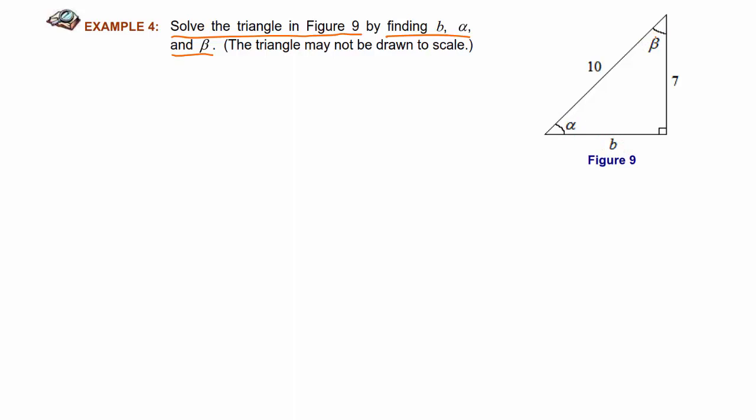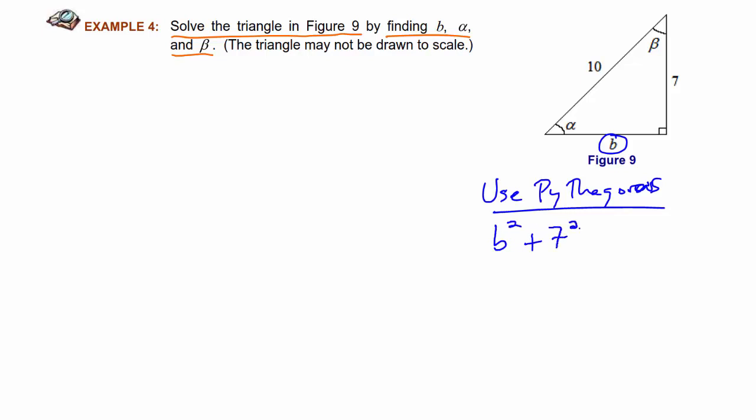We can start by finding side b. It's a side of the triangle, and we're given the two other sides. So a nice way to approach this would be to use the Pythagorean theorem. Use Pythagoras. And Pythagoras tells us that the sum of the squares of the two shorter sides of the triangle equals the square of the longer side, the hypotenuse. So we can use this to solve for b.